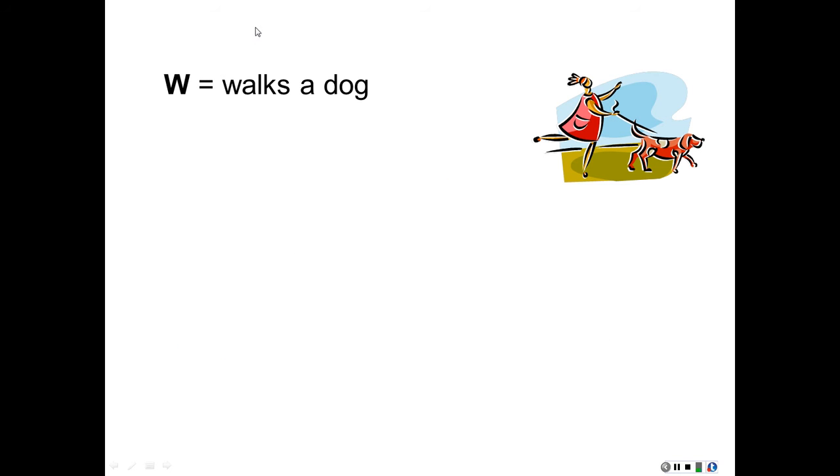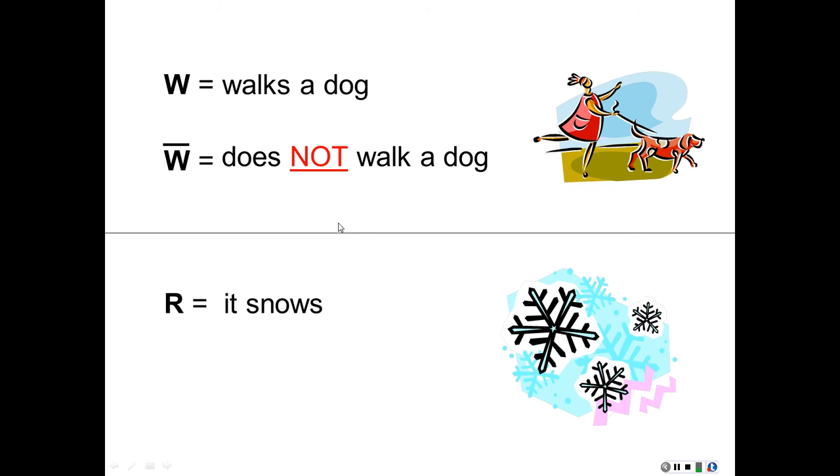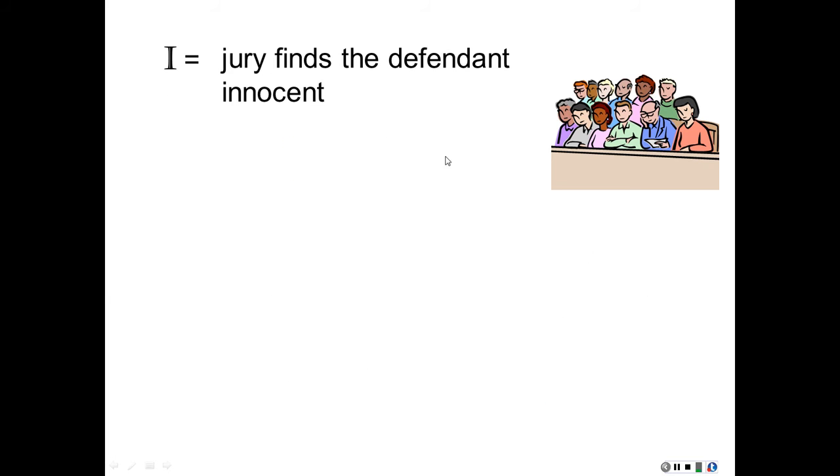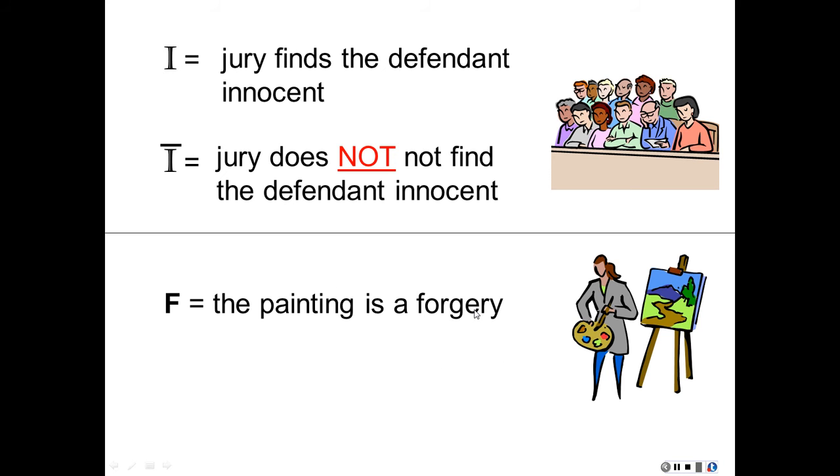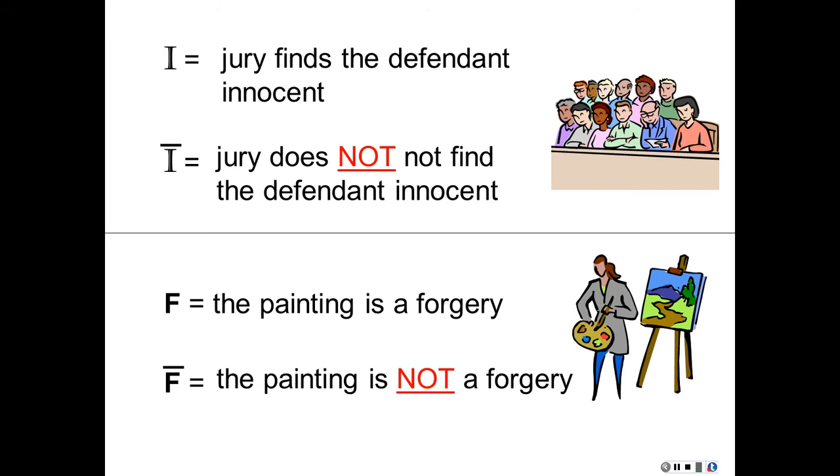The event W is somebody walking a dog. Well, what's the complement? Not walking the dog, right? How about this one? It's going to snow. The complement is not going to snow. So basically that's what the complement is. Let's say event I is the jury finds the defendant innocent. Therefore, the complement is the jury finds the defendant not innocent. What about if F is the painting is a forgery? The complement is that it's not a forgery.